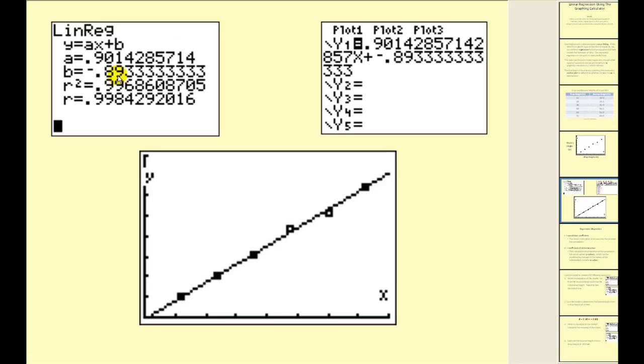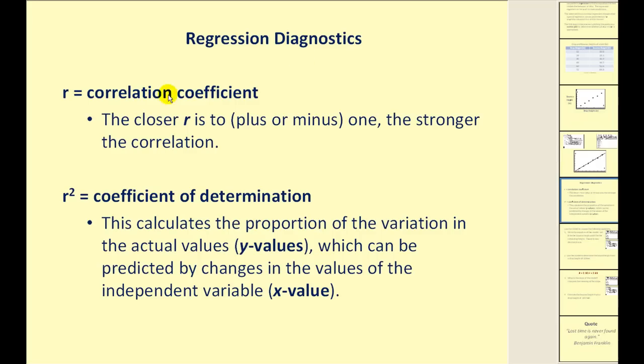Okay, let's briefly talk now about r and r squared. R is the correlation coefficient. The closer r is to plus or minus 1, the stronger the correlation. So we have a very strong correlation. And r squared is the coefficient of determination.